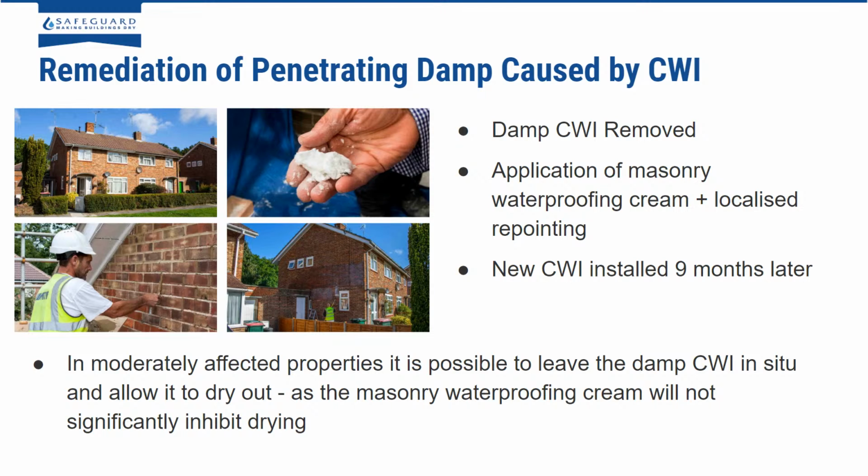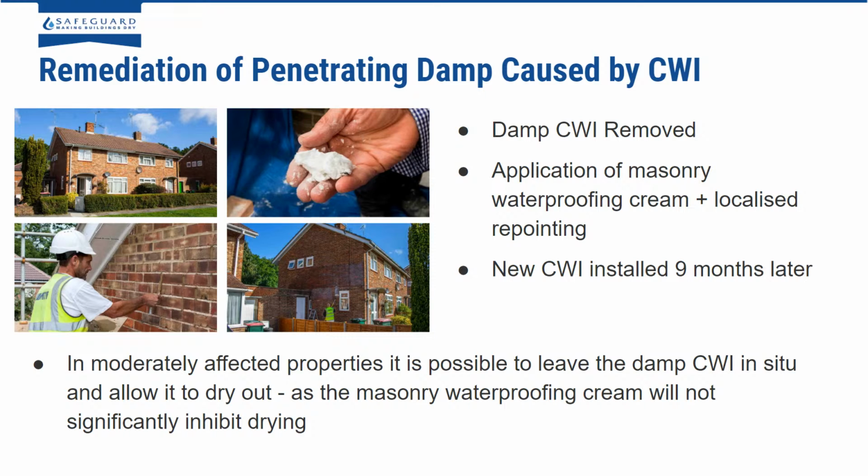So a case study that Safeguard did looked at a property that had damp cavity wall insulation. In this situation, the CWI was removed, and the wall was treated with a masonry protection cream and localized repointing. The wall was then allowed to dry out over 9 months before new cavity wall insulation was installed. It is also possible to leave the damp insulation in situ and allow it to dry out, but this may take longer. It will still take time.